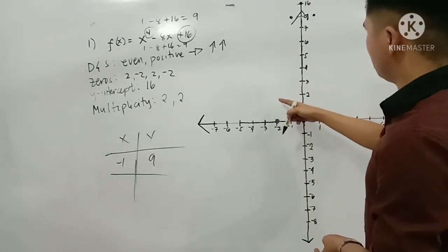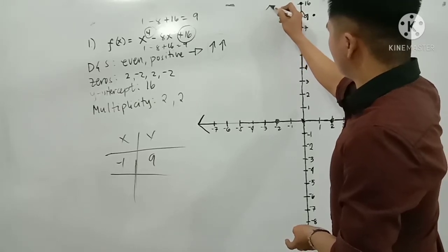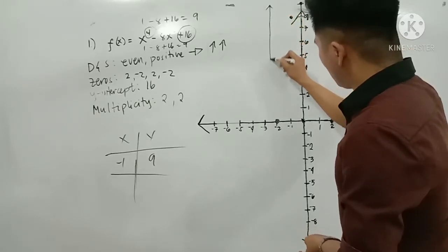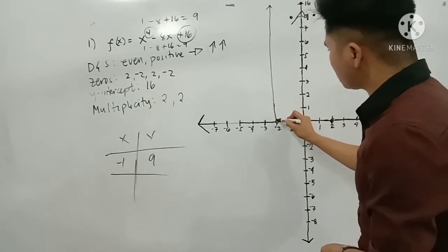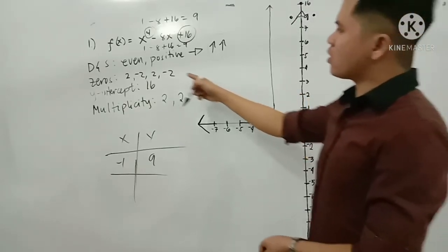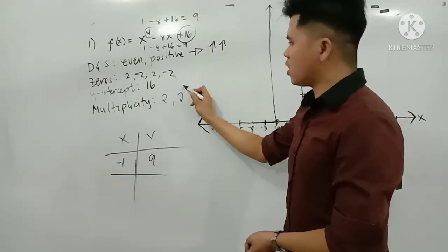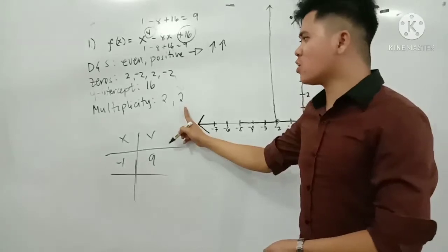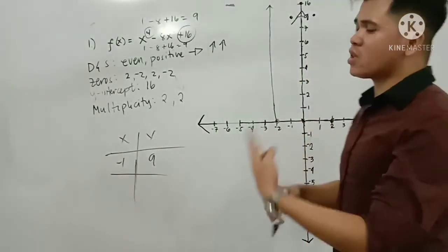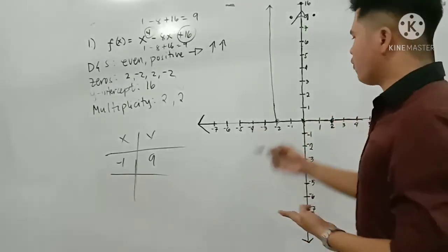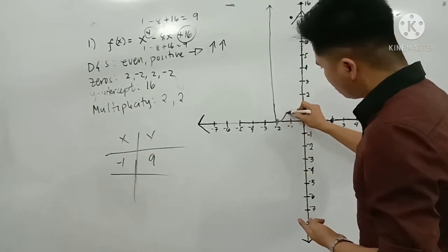So, positive 16. So let's do this one. And once the graph touches at negative 2, we all know that the zero is negative 2, the multiplicity is an even number since it is 2. And we all know if the multiplicity is an even number, the graph will bounce. So that means we'll go back.